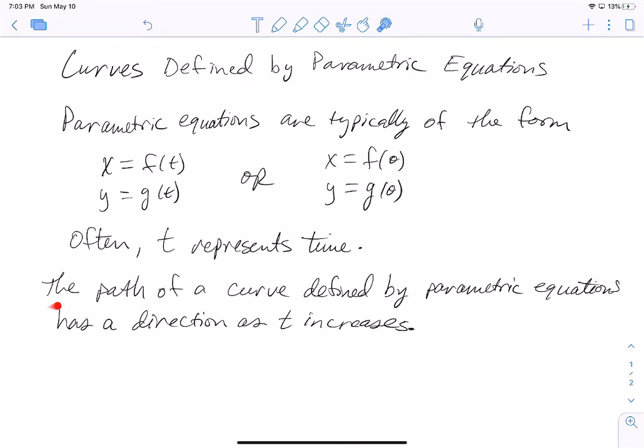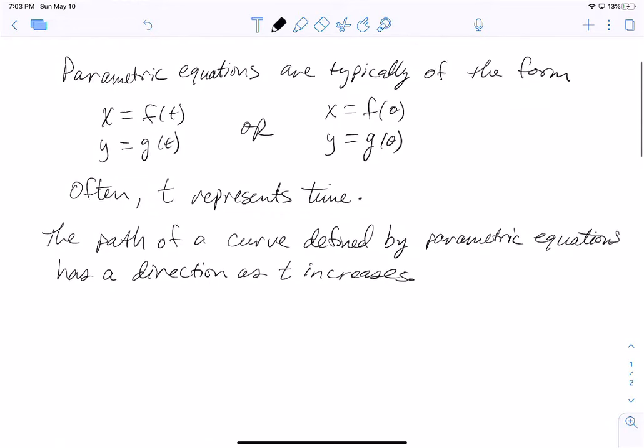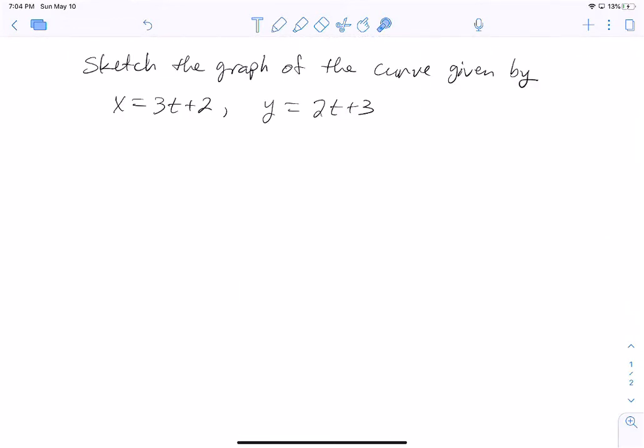It's also the case that the path of a curve defined by parametric equations has a direction as t increases. And often, almost always, we're going to indicate the direction of the curve when we graph it. We'll see an example here. Sketch the graph of the curve given by x equals 3t plus 2, y equals 2t plus 3. We're going to set up a table of values, and for the input t, we're going to get an output for x and an output for y.